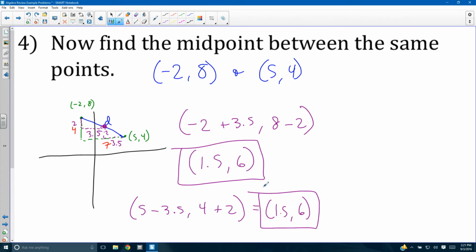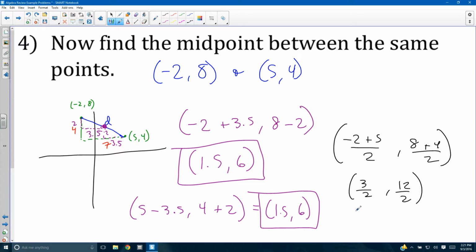If you'd like to do the midpoint formula, average your x values, negative 2 and 5, and average your y values, 8 and 4. Negative 2 plus 5 is 3. 8 plus 4 is 12. 3 halves is 1.5. 12 over 2 is 6. So 2 different approaches. One branches off into 2 different directions right there. And then there's the averaging one right there, which is the midpoint formula: x1 plus x2 over 2, y1 plus y2 over 2.